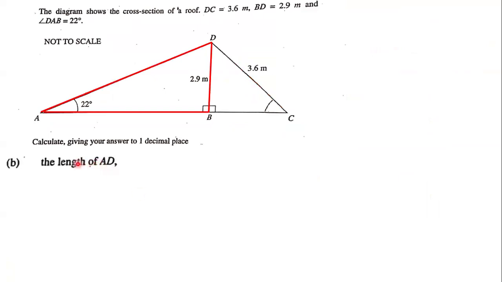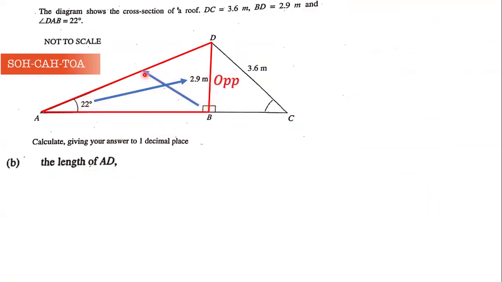Next, the question states that they want us to calculate the length AD. Where is AD? Well, AD is right here. This is AD. And notice that the side that is opposite the given angle, we call that side the opposite side. The side that is opposite the right angle, we call that the hypotenuse. And the side that is left, we call that the adjacent. So AB is the adjacent side, right? And so notice that our goal is to determine the length of AD. So we need to figure out the length of this hypotenuse.